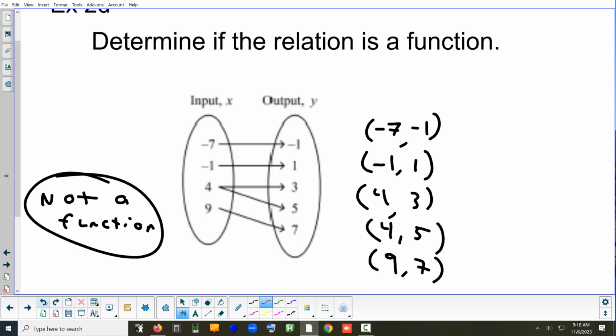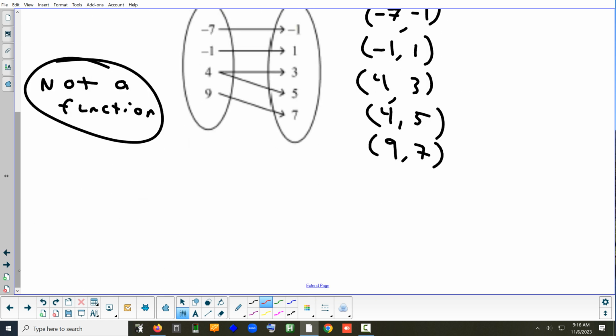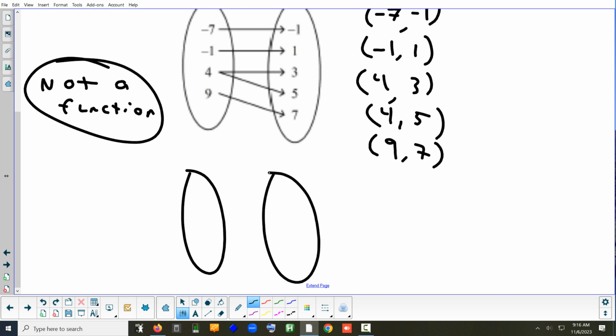Okay, any question on that one? Let's try one more of those mapping diagrams. I'm just going to make this one up. I just want you guys to look at this one. Let's do 1, 2, 1, 2, 3. Let's say I go like this, like that, and like that. What do you think about that one? Is that a function or not a function?